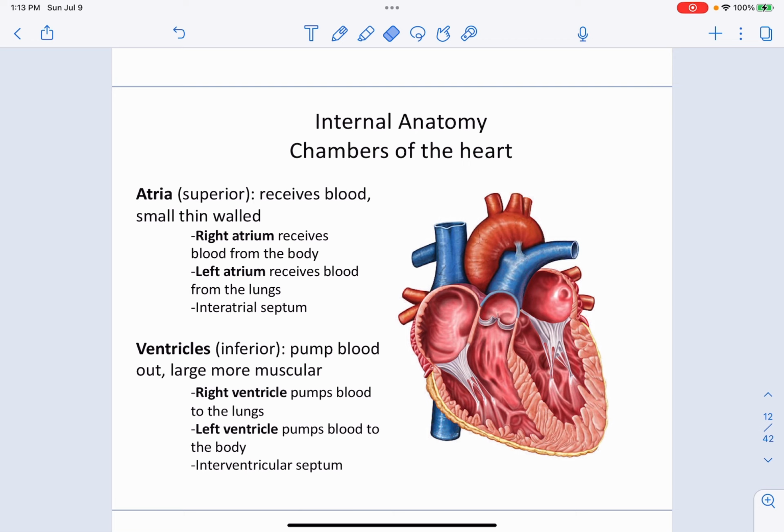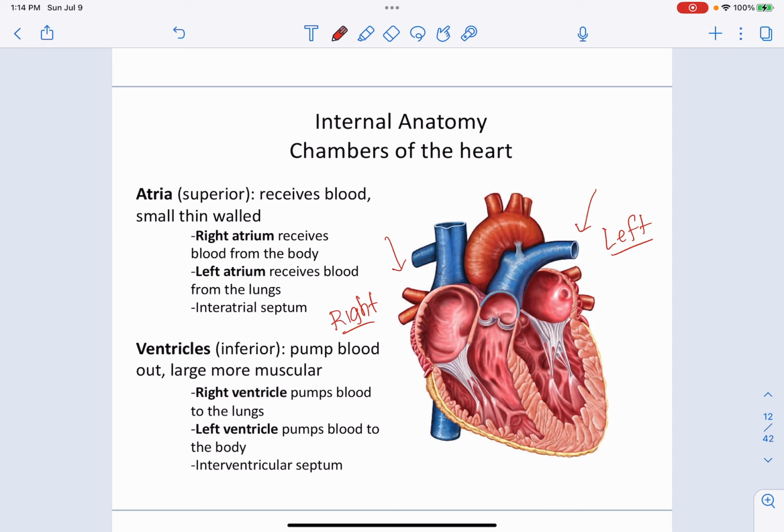Let's continue our discussion about the internal anatomy of the heart. Specifically, we're talking about the chambers of the heart. So let me orient you and put on this side, this is the right side of the heart. This is the left side of the heart. The atria are the two top chambers. They are going to be receiving blood. They are smaller and thin-walled. The right atrium receives blood from the body. The left atrium receives blood from the lungs.